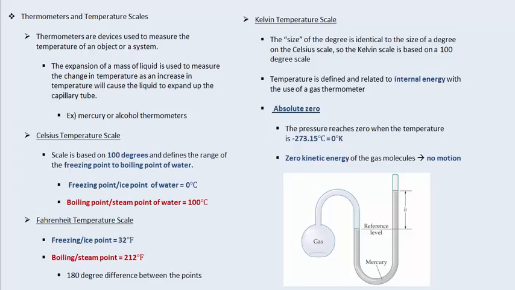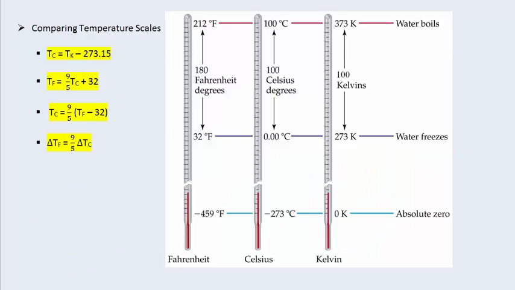By using the Kelvin scale, they were able to define absolute zero, which is when the pressure reaches zero, when the temperature is negative 273.15 degrees Celsius, or defined as 0 Kelvin. At this point, there's zero kinetic energy of the gas molecules, therefore no motion occurs in this state.